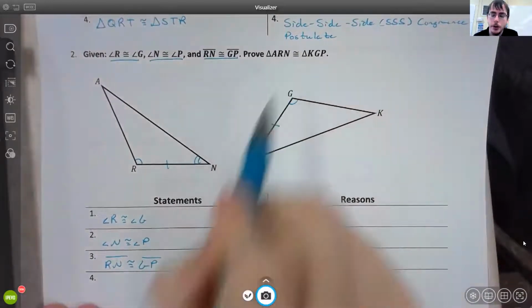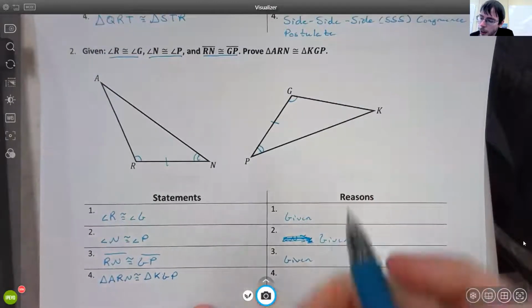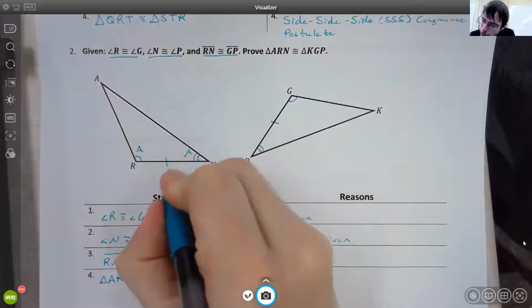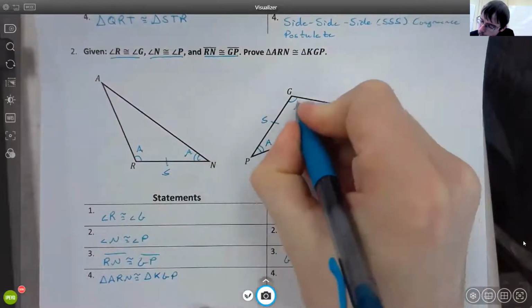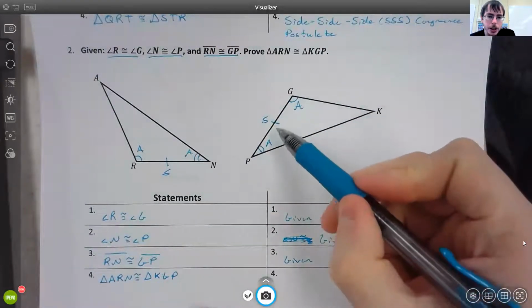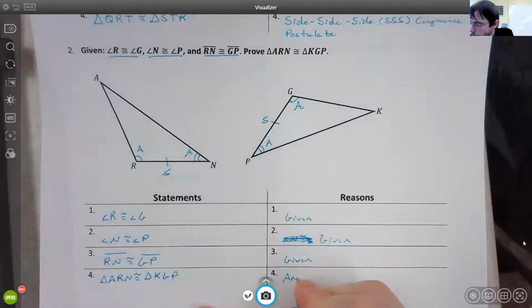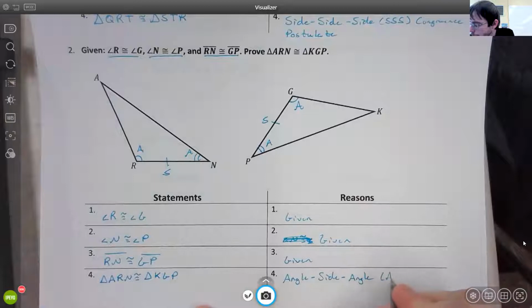So we want to prove the triangle ARN is congruent to triangle KGP. And if we look here, we'll label our diagram with what we have here. We have two pairs of congruent angles and one pair of congruent sides. And we see that the sides are between the two angles, which means that we're using angle, side, angle, or ASA congruence postulate. Okay.